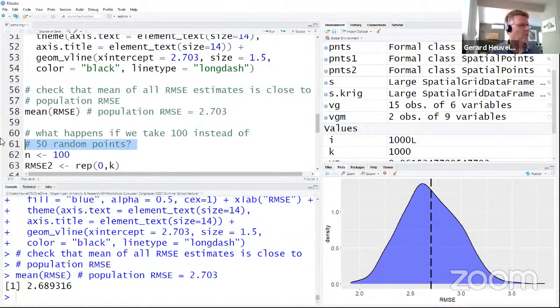Now, what would happen? What would change in this distribution if we would not take 50 points as a sample, but we would take 100 random points from the area?